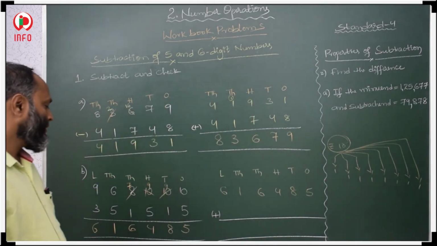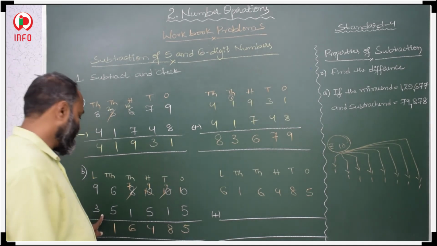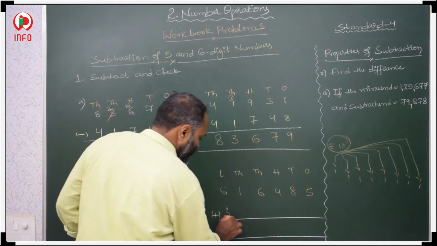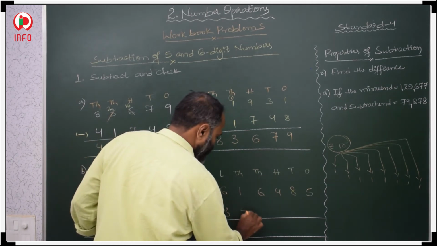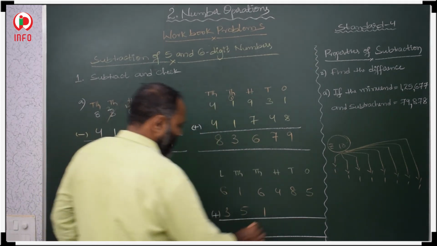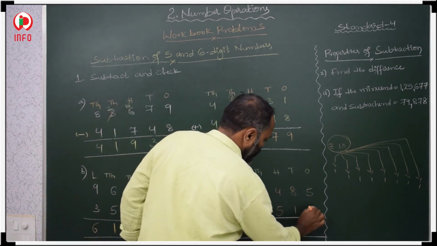Difference, and after that subtrahend. What is the subtrahend? 3,51,550.